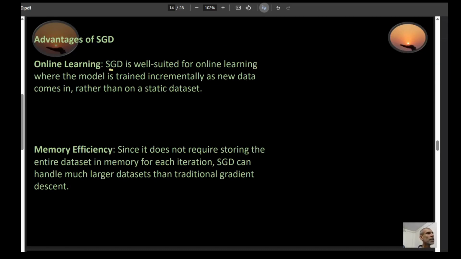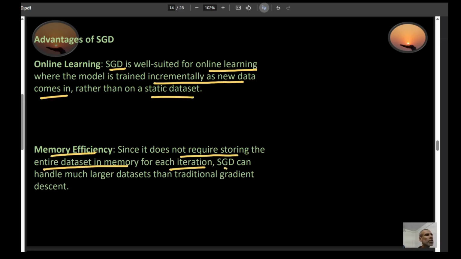Now your SGD is well suited for online learning, where your model is trained incrementally as new data comes in, rather than on a static data set. Also for memory efficiency, since it does not require storing the entire data set in your memory for each iteration, your SGD can handle much larger data sets than your traditional gradient descent.